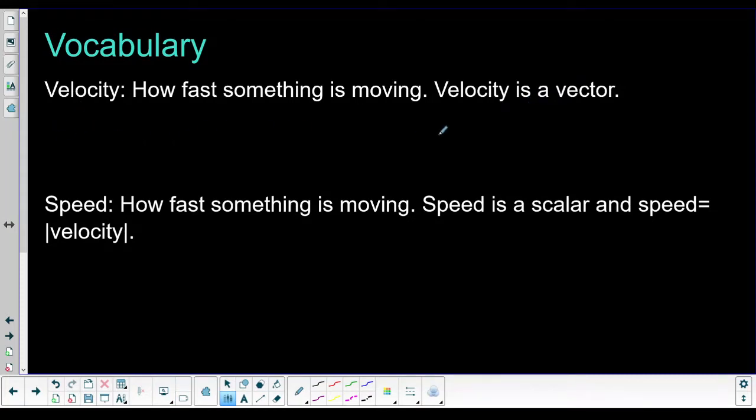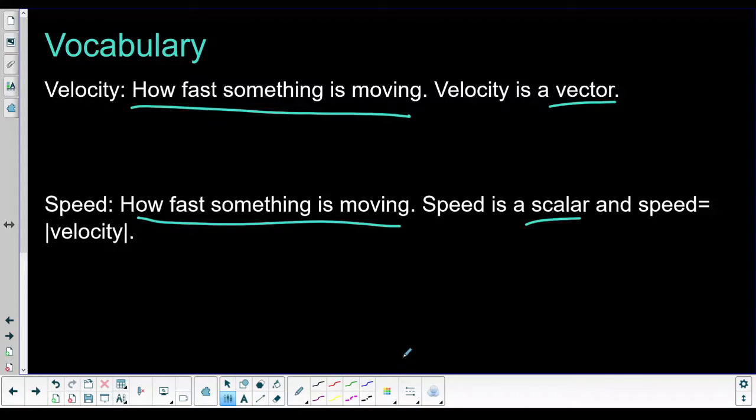Leave a little bit of room here, because after we talk about the next slide, we're going to come back and add a little bit of definition to velocity. Okay, so for right now, you want to know intuitively, it's how fast something's going. It's the vector version. Speed is how fast something's going. It's the scalar version.